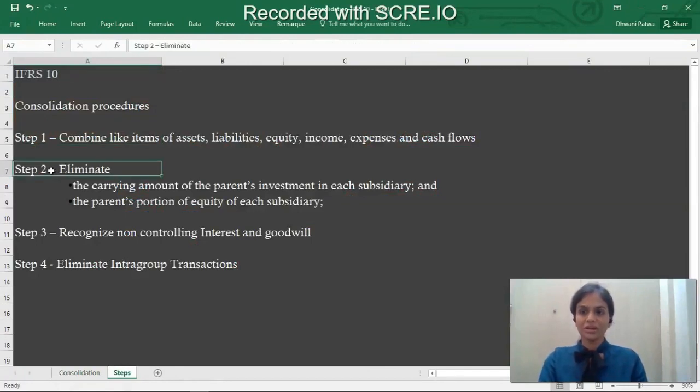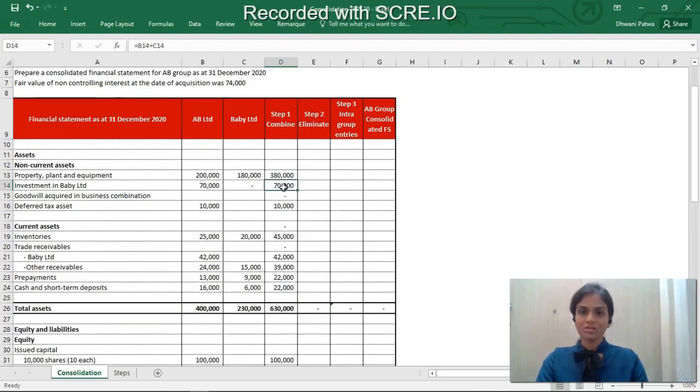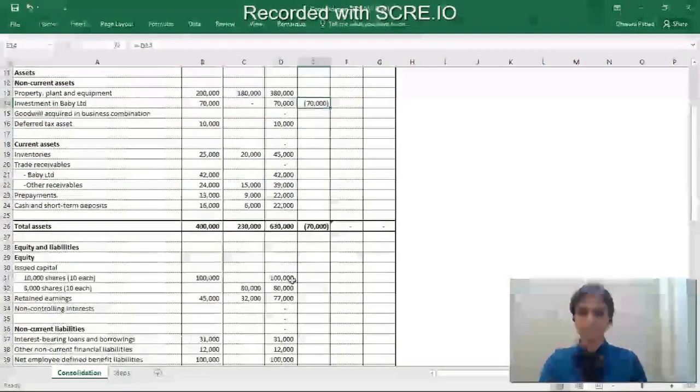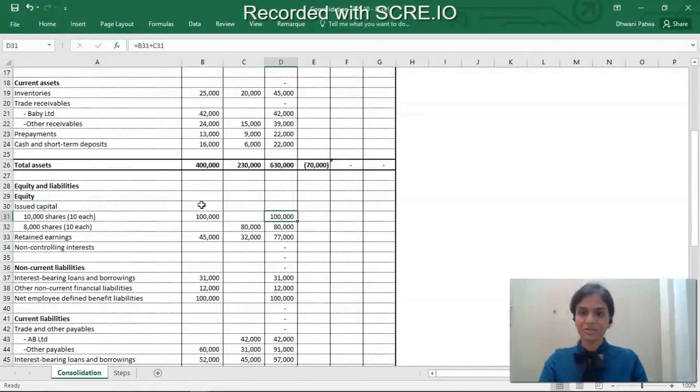Step 2, eliminate. Eliminate the carrying amount of the parent's investment in each subsidiary and the parent's portion of equity of each subsidiary. So we eliminate the investment in BB Limited. Since this is an asset, I'm putting a negative here, which means I need to put a credit entry. And since my equity items are credit items, I use a debit here to eliminate the shares of BB Limited. Fine.